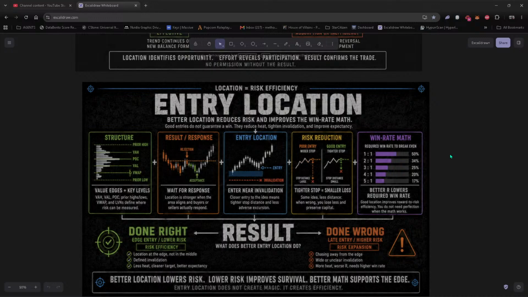So structure: levels, value edges, the value area high, value area low, VWAPs, prior highs, prior lows, high volume nodes, low volume nodes. There's all kinds of stuff, right?